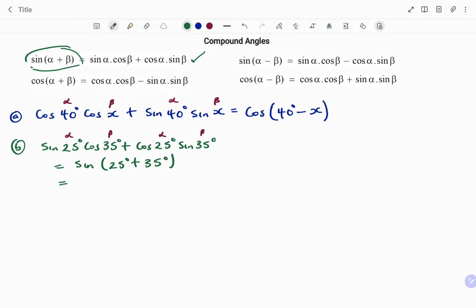And that will be sine 25 plus 35, that's 60 degrees. And using my special angle, that will be equal to root 3 over 2.